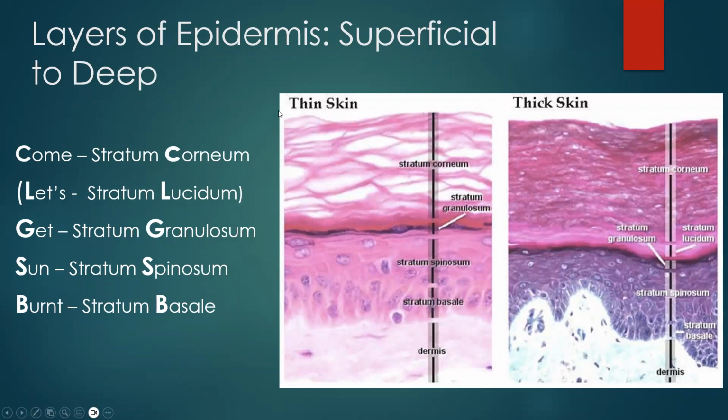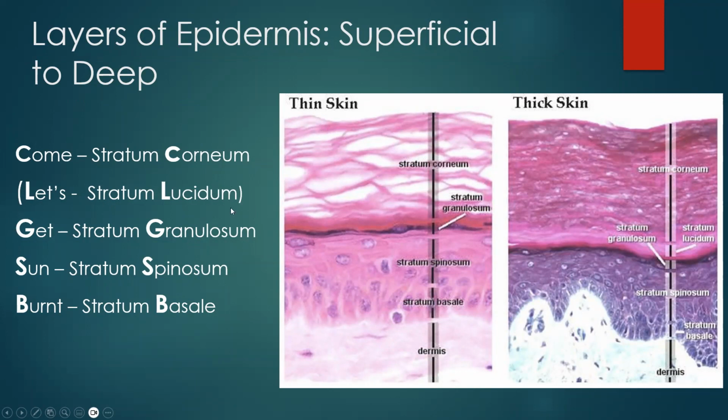So here we have a side-by-side comparison of thin and thick skin. There is a nice saying you can use to remember the layers and the order of layers for the epidermis, and that is, come, let's get sunburnt. So the first layer is the stratum corneum. I think corny to me sounds like a hard kind of kernel texture. So I think of stratum corneum as that outside hardest texture that's the first to deal with the environment. So that's going to be this layer up top, most superficial.